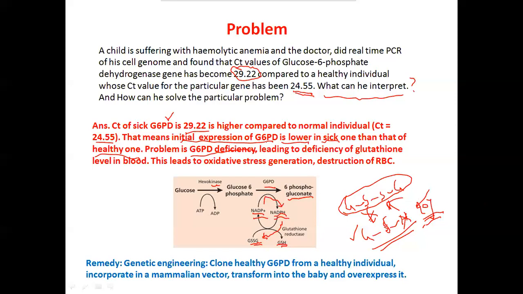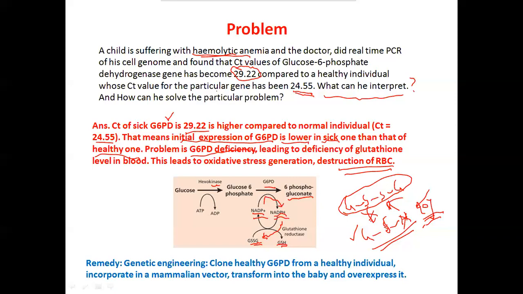Whenever glucose 6-phosphate dehydrogenase deficiency is there, the reduced glutathione level is very, very low in the cell. So the cell is susceptible to oxidative attack. The RBC in blood also gets attacked by the oxidative species, and this leads to destruction of RBC. And when RBC are destroyed, we get hemolytic anemia. So the problem is glucose 6-phosphate dehydrogenase deficiency or depletion.